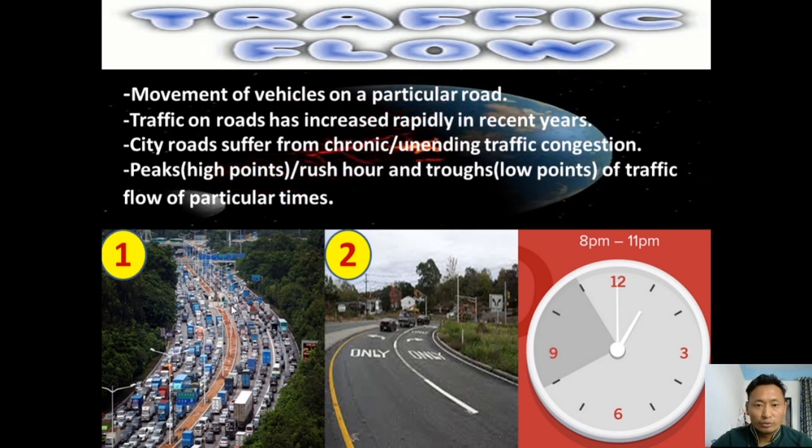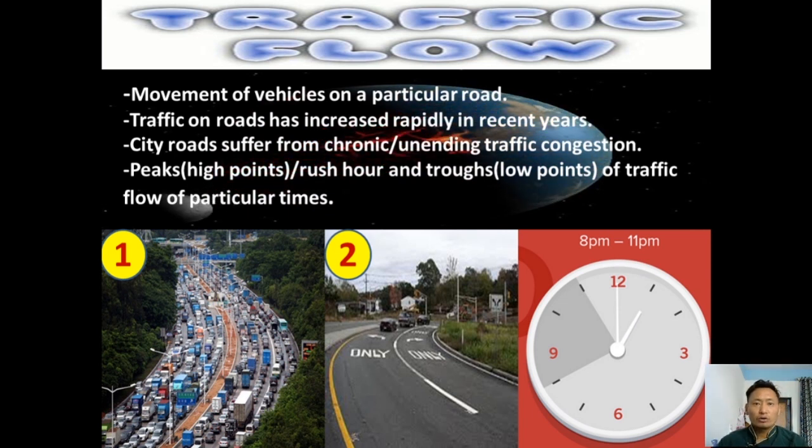If we look at these two images, we can see the number of vehicles is different. In the first image, we have more vehicles on the road, and in the second image, we have very few vehicles on the road. That is called traffic flow. Traffic flow means movement of vehicles on a particular road. If we have more vehicles on the road, we have more traffic flow. If we have less movement of vehicles on a particular road, we can say less traffic flow. So this is the meaning of traffic flow.